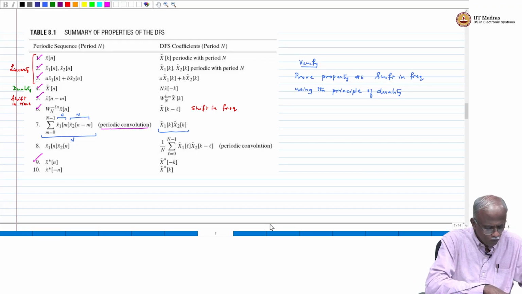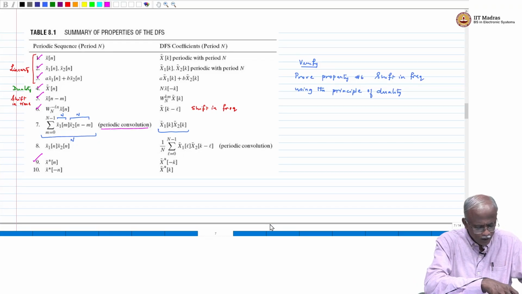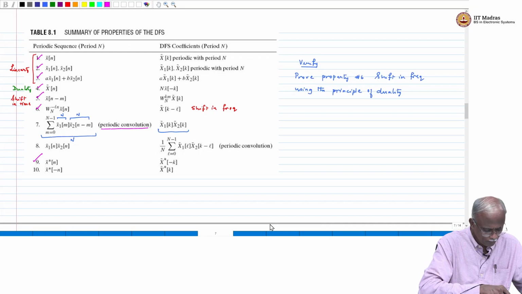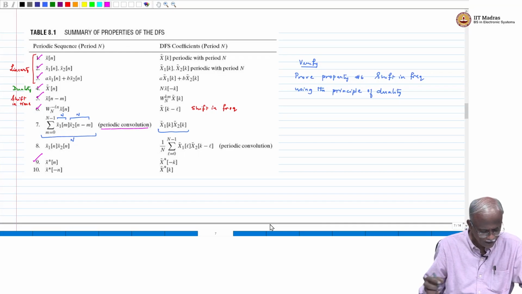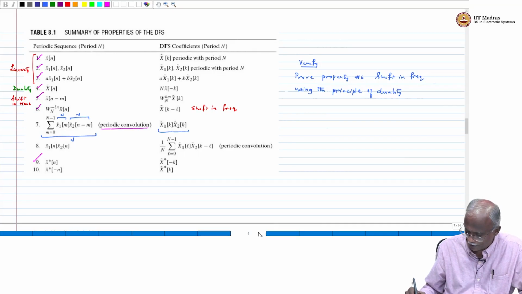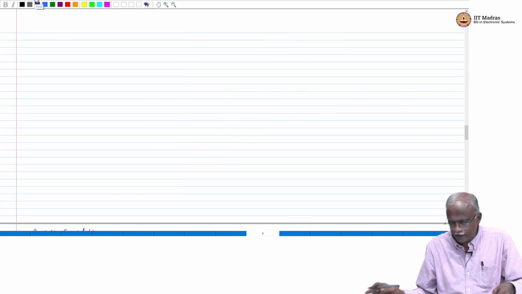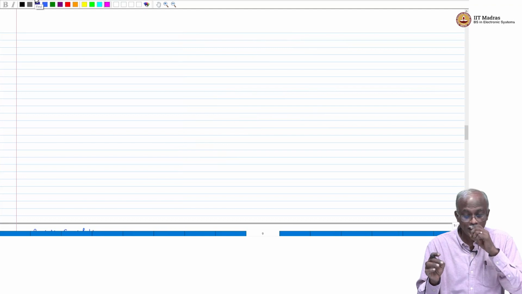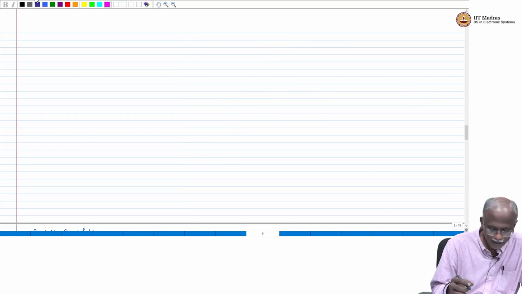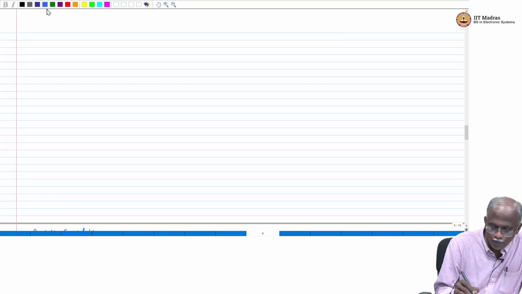So what does periodic convolution produce? Here's the property. Let's write it down again, because there are some very specific conditions, it is good for us to write down. So, the property of periodic convolution.